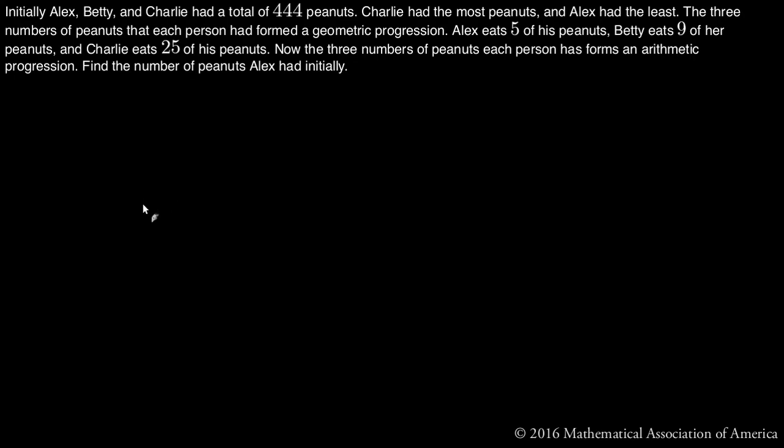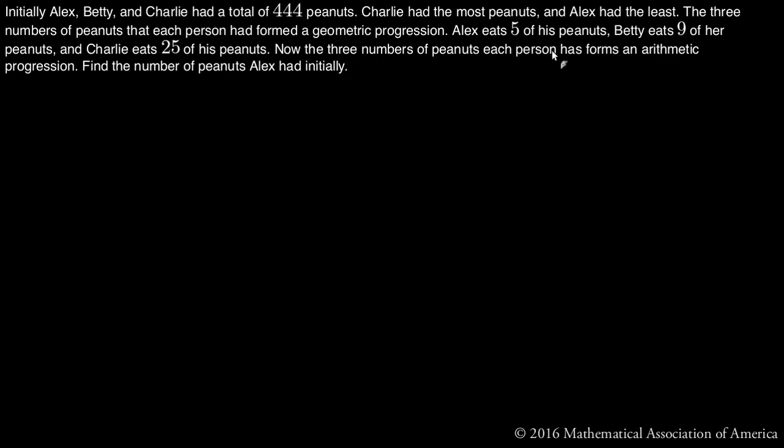Alright, into another AIME. 2016 AIME 2, question 1. Initially, Alex, Betty, and Charlie had a total of 444 peanuts. Charlie had the most peanuts, Alex had the least. The three numbers of peanuts that each person had formed a geometric progression.